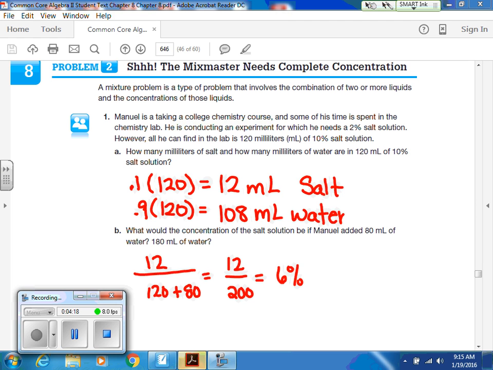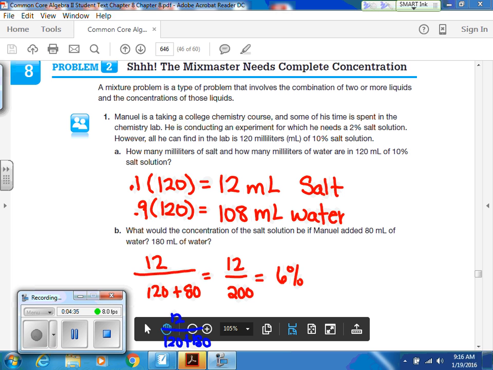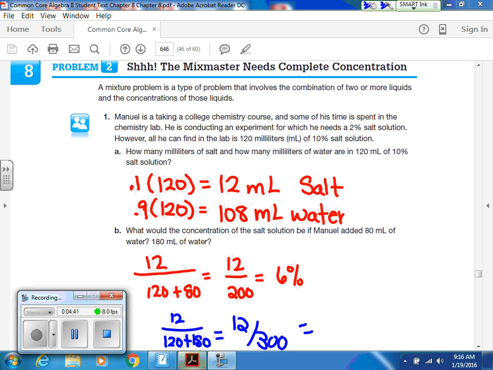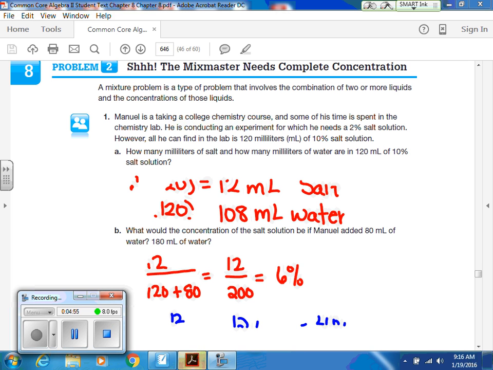And then we got another question if he added 180. So let's say he had 12 and he added 180. Alright, you figure that one out. You do that one. So this becomes 12 over what? 12 over 300, which is what percent? 4%. Okay, but what did Manuel actually need? What percent? 2%. Okay, he really needed a 2%. So we're getting closer, right?